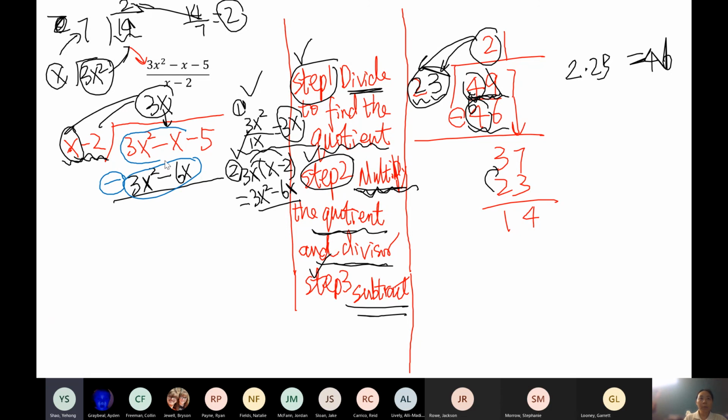We're doing 3x squared minus x minus 3x squared minus 6x. This process is imitating 49 minus 46, okay? You can do negative x minus negative 6x, 3x squared minus 3x squared. What do we get?